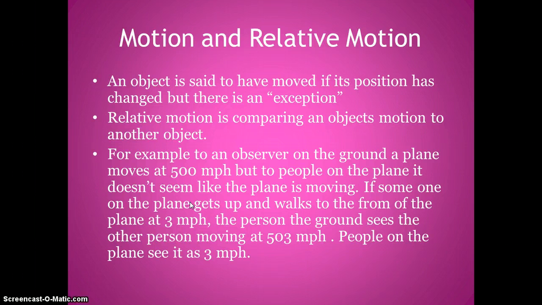But for people on the plane, it doesn't seem like the plane is moving at all, particularly if it was at night and the people didn't have any point of reference. They would think the plane was not moving. However, if somebody on that plane should get up and walk to the front of the plane at 3 miles per hour, the person on the ground sees that person then moving at 500 plus the 3, or 503 miles per hour. People on the plane only see it as 3 miles per hour.